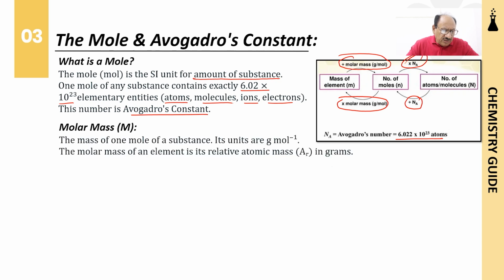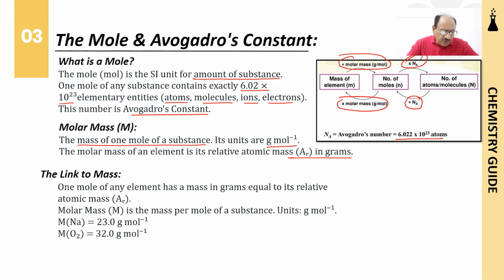Next is the molar mass. Molar mass is what? The mass of 1 mole of a substance. Units are gram per mole, and the molar mass of an element is its relative atomic mass expressed in grams. So the link to the mass is what? 1 mole of an element has a mass in grams equal to its relative atomic mass.